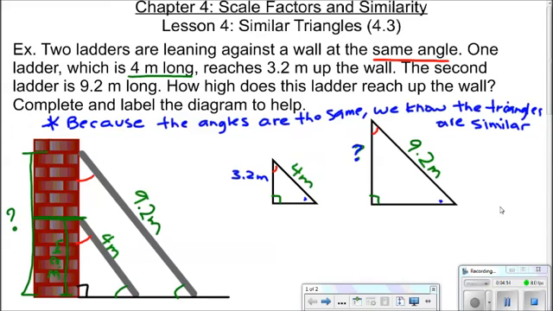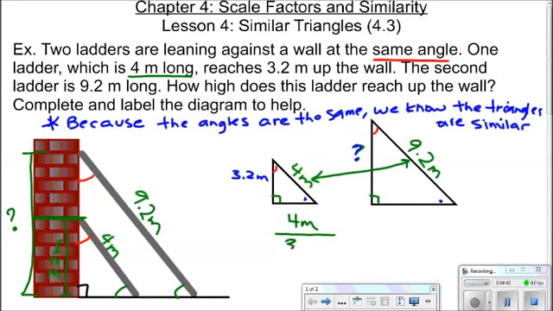So the two side lengths that we know for sure that correspond are the hypotenuses. Hypotenuse? Not sure. Anyways, the two lengths of the ladders, the 4 meters and the 9.2 meters, are the corresponding side lengths because they're both the hypotenuse of these similar triangles. So we need to think, what's the scale factor? So 4 times something gave us 9.2. In order to find our scale factor, we can work backwards.